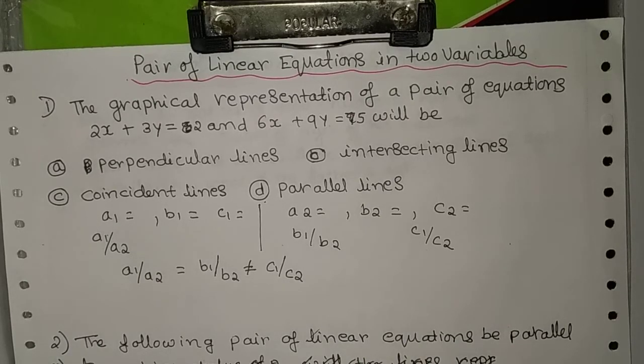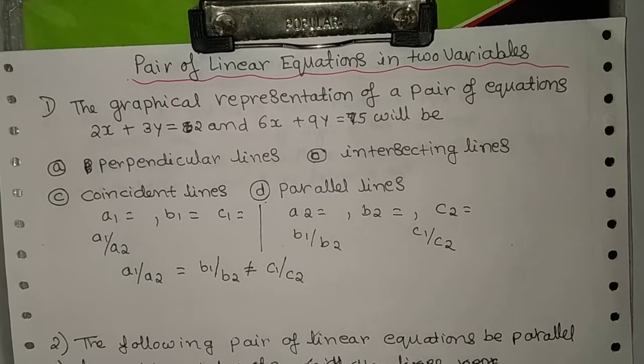Welcome back, students. In this class we continue the pair of linear equations in two variables, chapter 3. Here we continue the objective types and MCQs of this chapter. In the previous class also we solved some problems. Now we'll continue solving this.